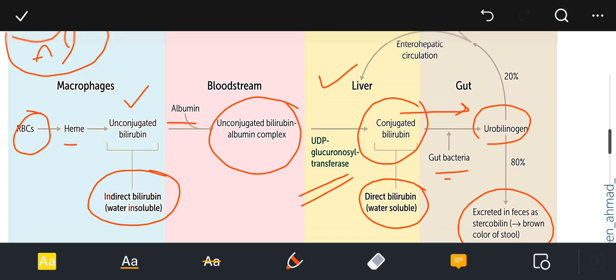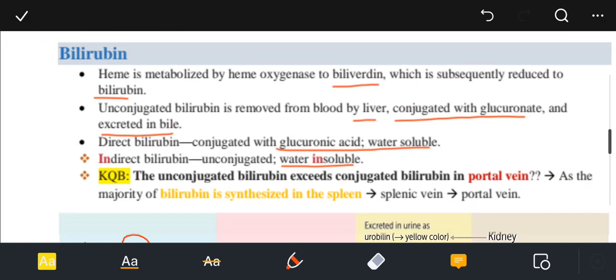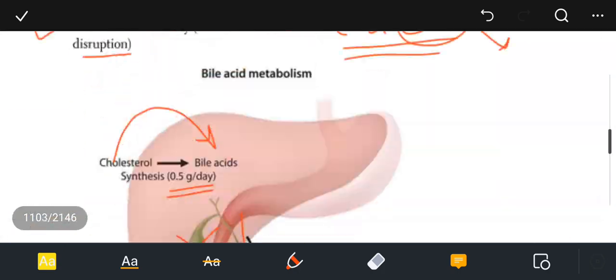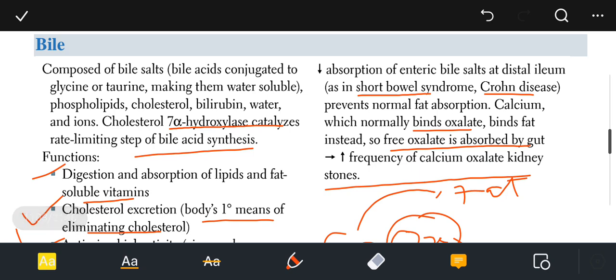And 20% of the urobilinogen, remember, we are talking about the urobilinogen, we are not talking about the bile salts, because most of the bile salts are reabsorbed, right? Right now I'm talking about bilirubin specifically, because when we were talking about bile, we said that bile is formed from bile salts, phospholipids, cholesterol, bilirubin, and water and ions. So I'm not talking about bile salts. Bile salts are reabsorbed, and a very huge chunk of the bile salt is being reabsorbed. It should be reabsorbed. I'm not talking about bile salts right now.